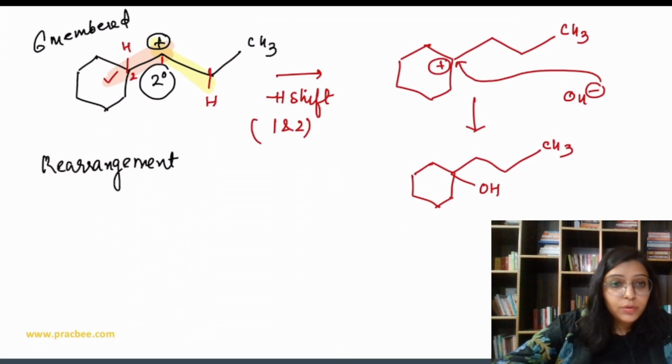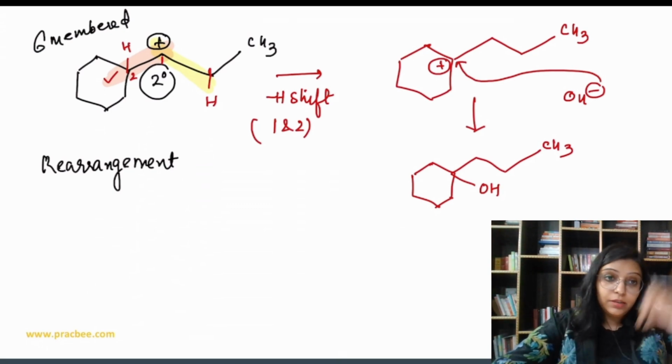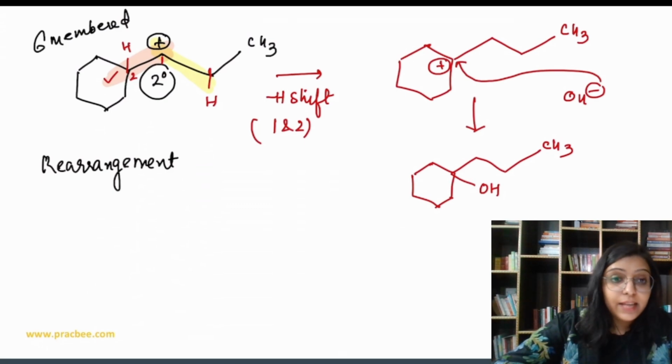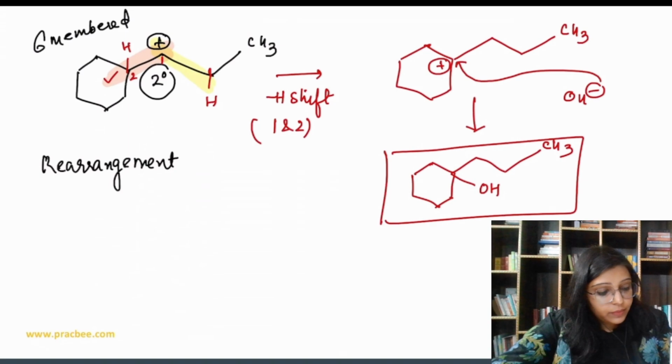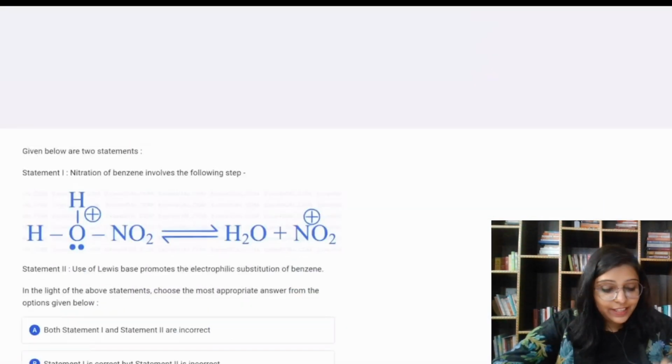The point is that even if you don't know the reaction, you can do lots of questions if the reaction mechanism is clear to you. If you know how to proceed with SN1, how to proceed with SN2, what the conditions for elimination are and all, you can easily do the question. Okay, so this is my answer. Clear? Very good. Now let's do the next question.